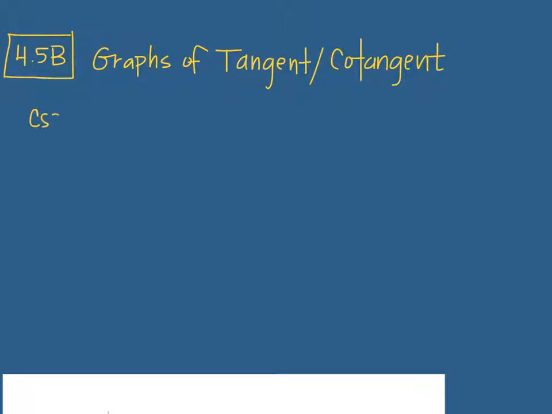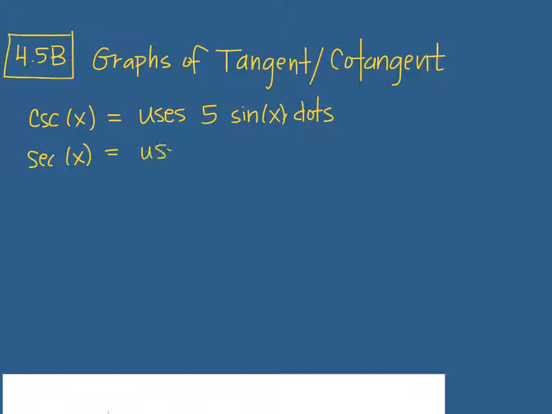Yesterday, we saw that cosecant x is directly connected to those 5 dots of sine, so it uses the 5 sine x dots. That's what we did yesterday. We also did that secant x uses the 5 cosine dots. And then it turns some of those into asymptotes and some of them into branches, and we create the new graph. So tangent and cotangent are similar. They're going to use the dots that we already have.